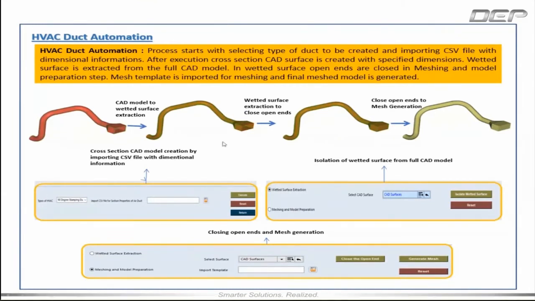This workflow is completely automated now, which is a very simple and easy way of creating an automation. The panels you are seeing here are: first, creating and generating a 3D CAD surface, then the wetted surface extraction panel, then the meshing and modeling panel. This is a nicely created panel, specific for this particular duct automation. We will showcase it as a demo now.